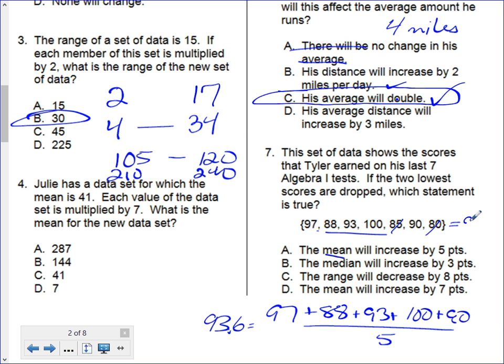90.4 is A true. Did the mean increase by 5? No. Look at D. It also says mean. Did the mean increase by 7? No. Let's look at B and C.